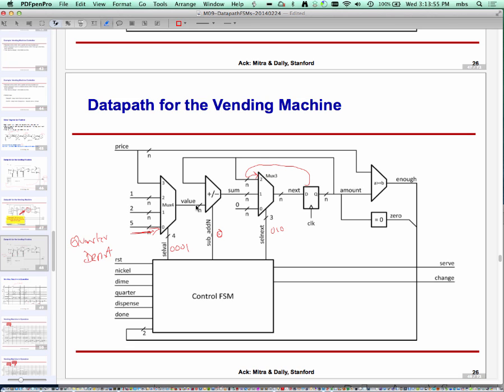Okay, and the price is in terms of number of nickels. Okay, any questions on this one? This is a complex example, so I would strongly recommend reading that section of the book, as well as perhaps necessary. Let's look at the lecture notes again.